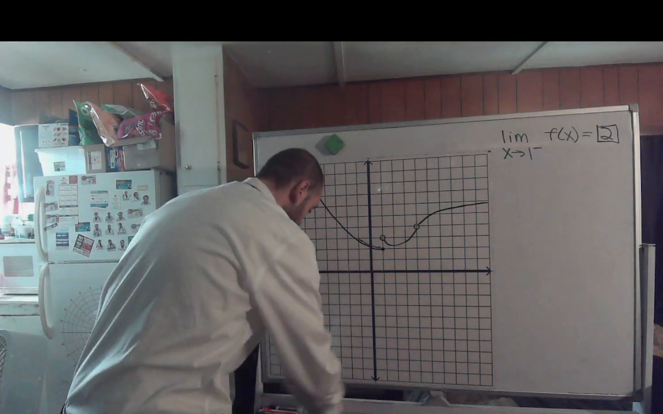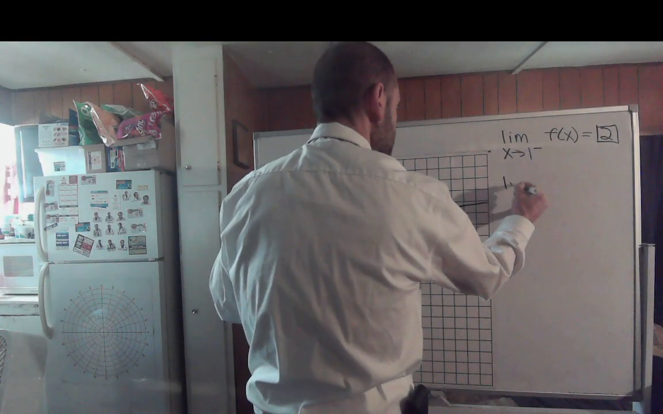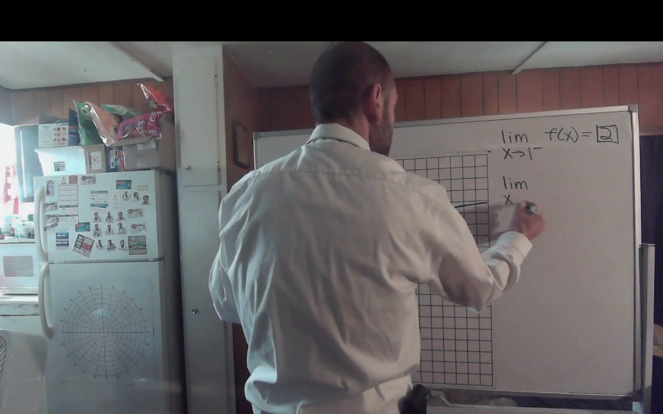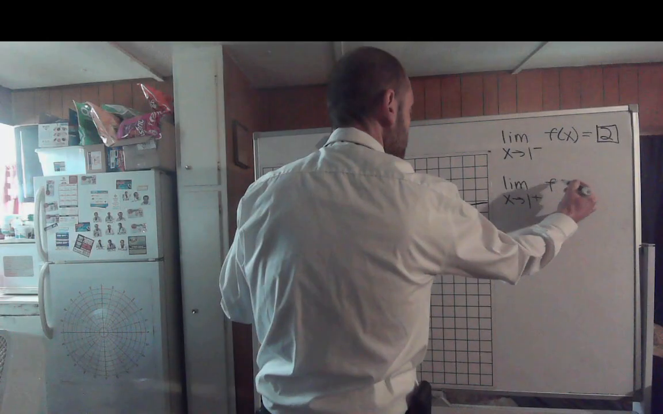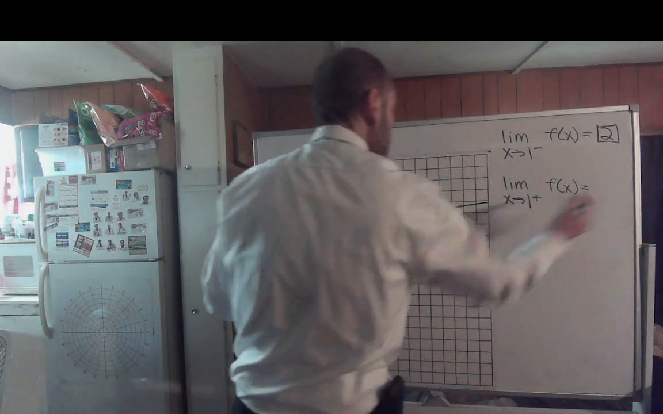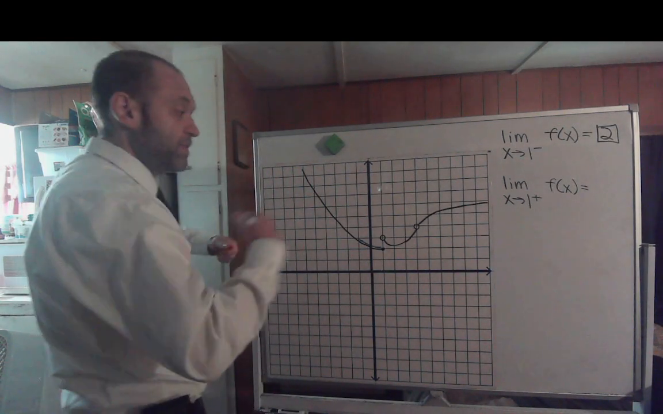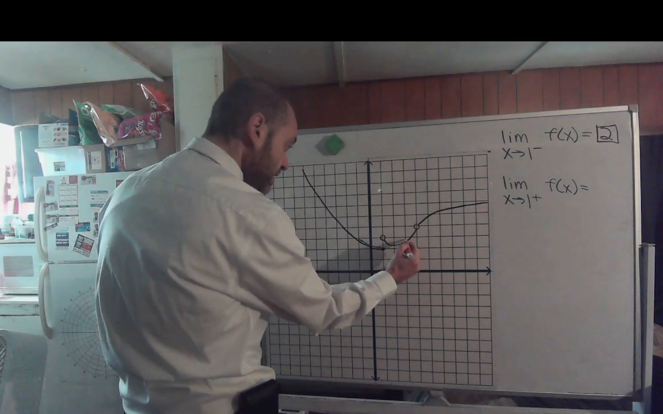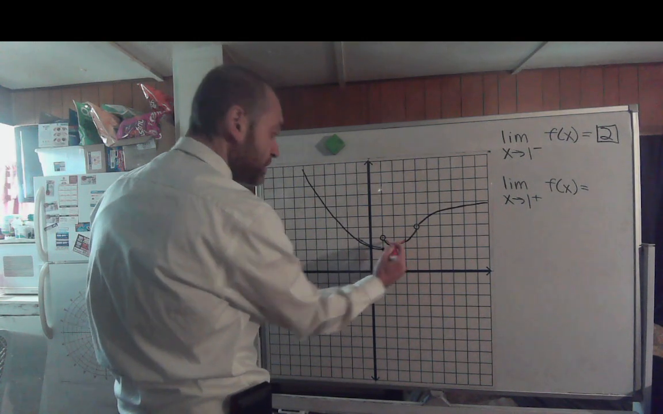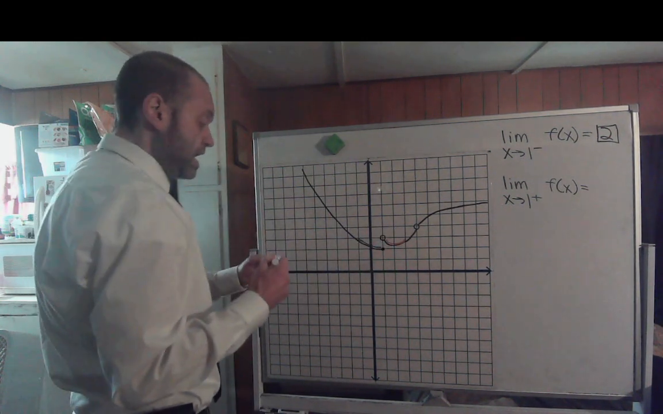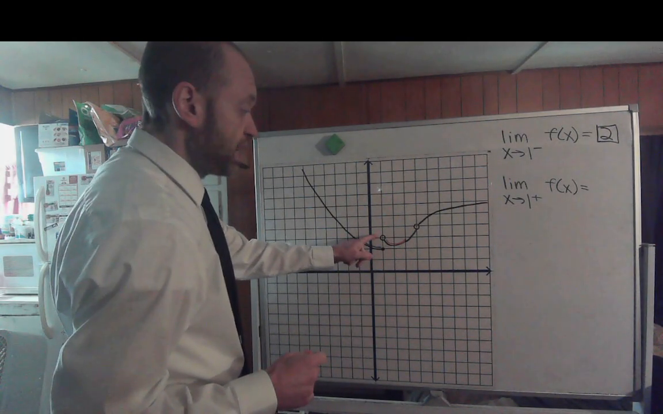Now, what about the right-handed limit of this function? So I'm going to take the limit as x approaches 1 from the right of this function. Well, again, this time I'm going to do this in red, but if I follow the curve from the right all the way to where x equals 1, I'm going to get infinitely closer and closer to a y value of 3.